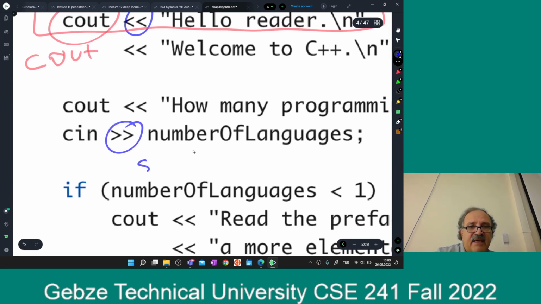This one is a stream extraction operator.